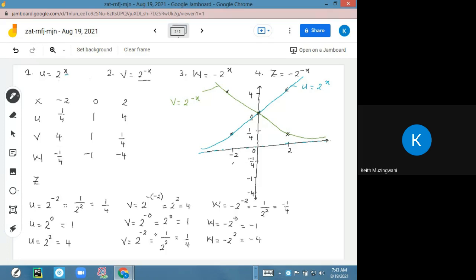So we have a point here. We also have a point there. And we have a point here. So our sketch is of this nature. Again, the graph will never touch the x-axis because this function can never be 0 for any value of x.